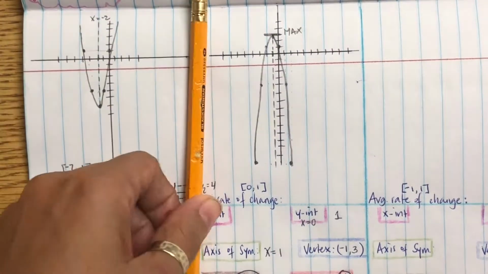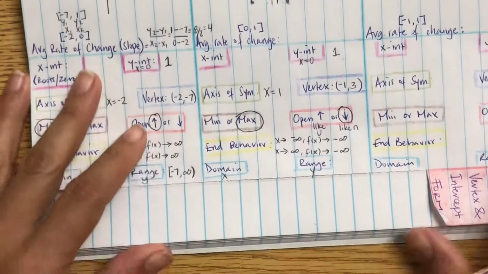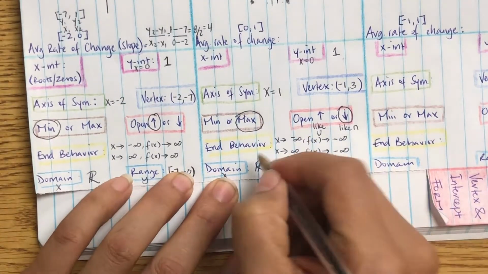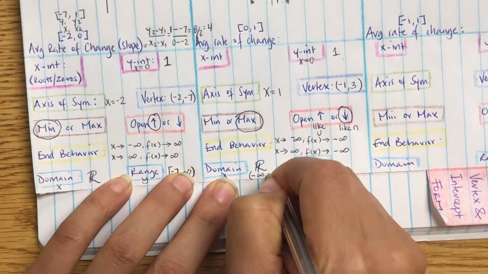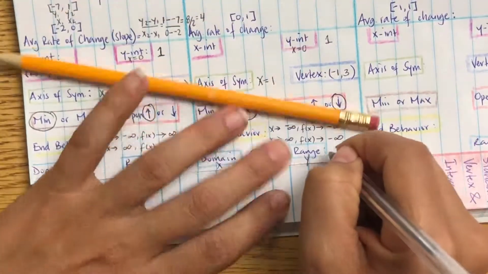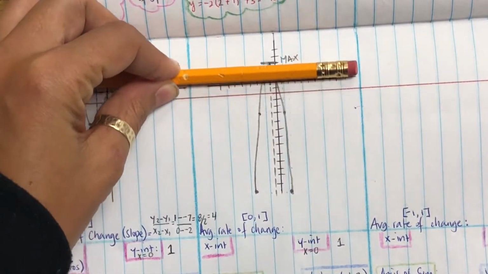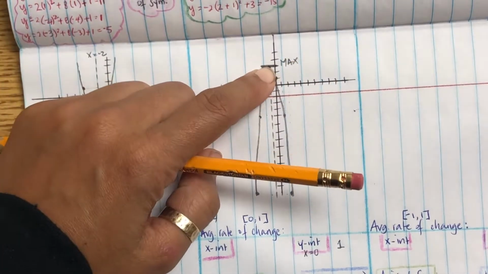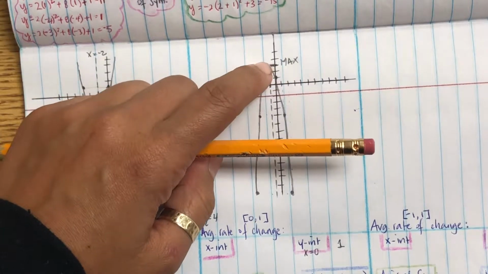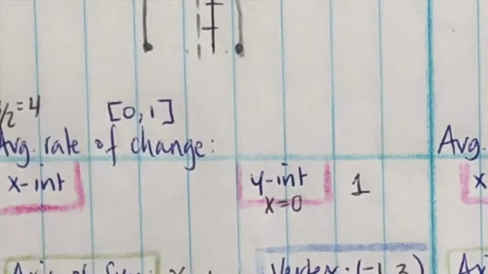So domain, is there a graph all the way from left to right? Yes, because that graph goes on forever. So all real numbers. Oh, and you can write that as negative infinity to infinity with open parentheses. Is there a graph going with a y? It starts at negative infinity because it goes down forever. Does it stop or does it go all the way up? It stops right there at the maximum at the vertex. So it stops at the y value of 3. And you close the bracket to include it because it includes the point 3.